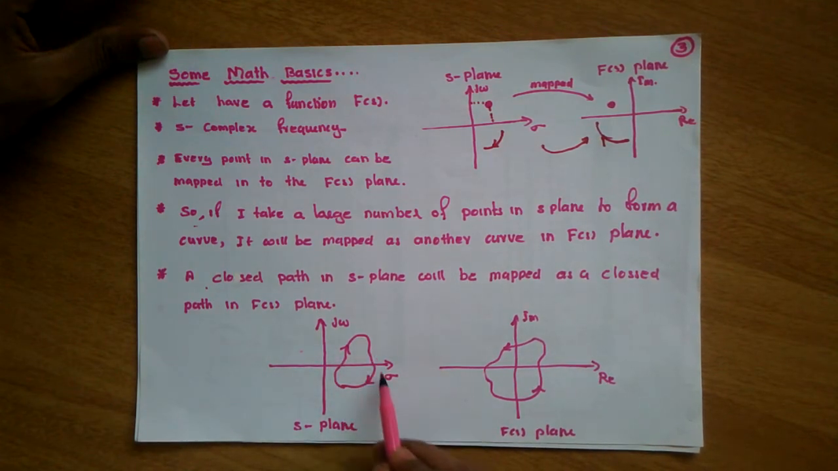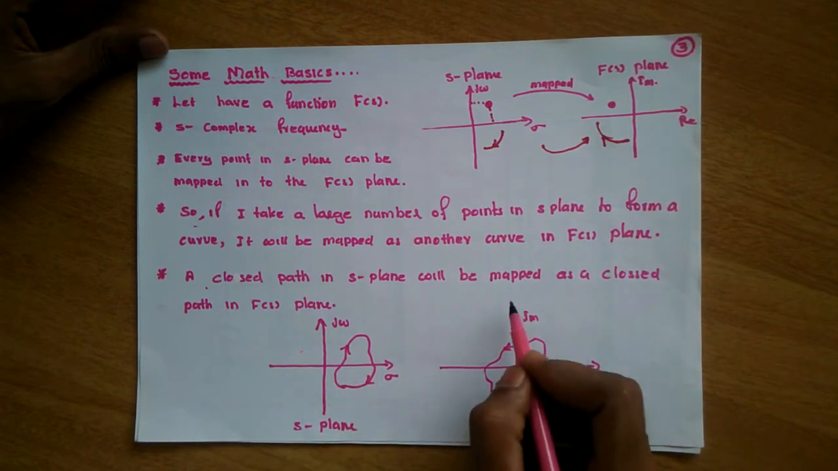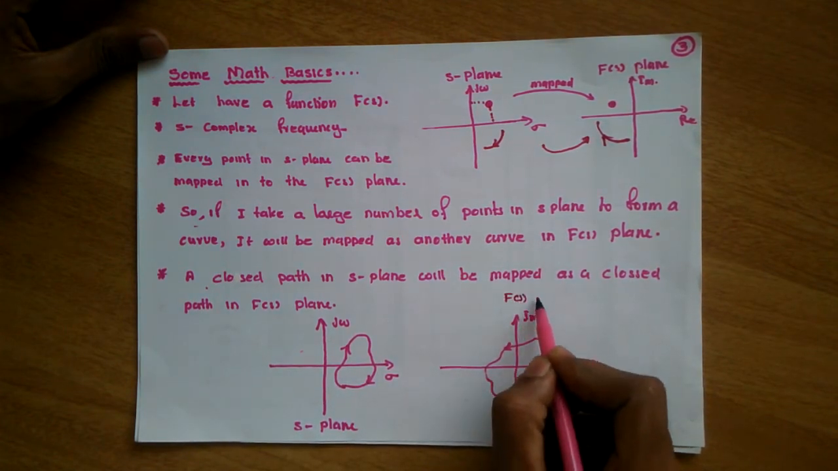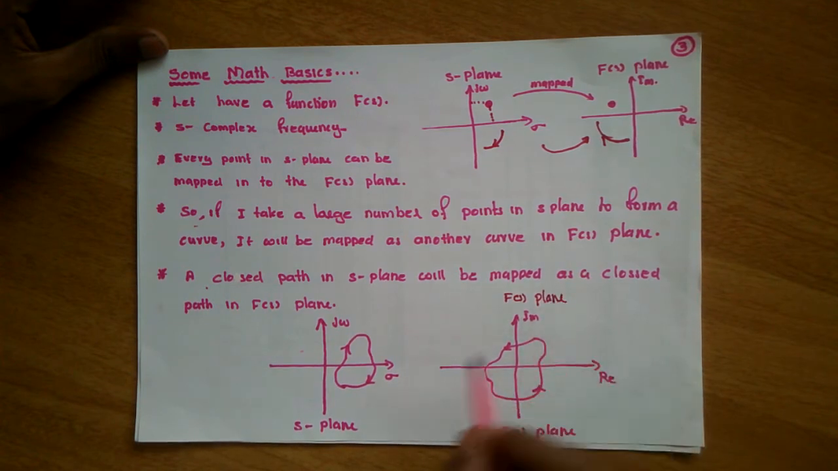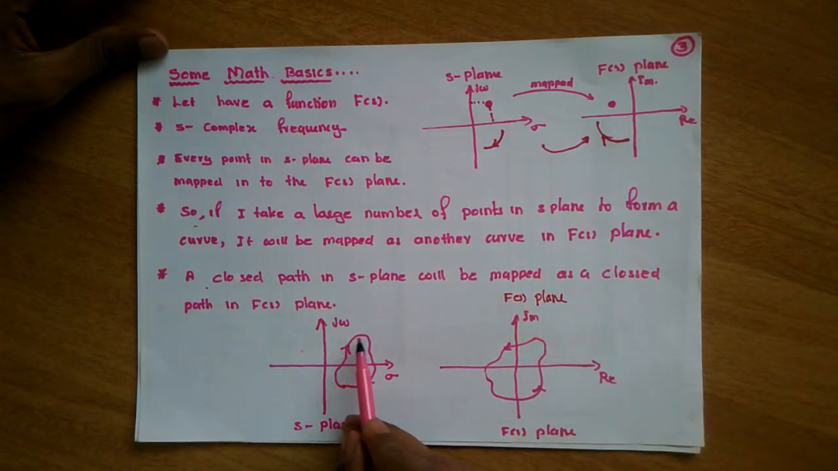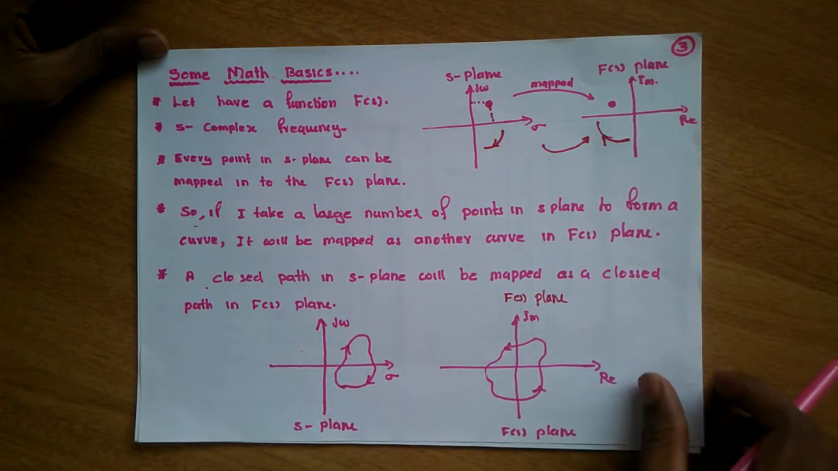If I take a closed path in the s plane, and if I map each point of the closed path to the f of s plane, this is f of s plane. So that means that a closed path in the s plane is mapped as a closed path in the f of s plane.